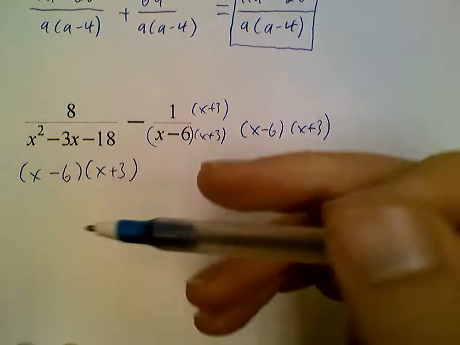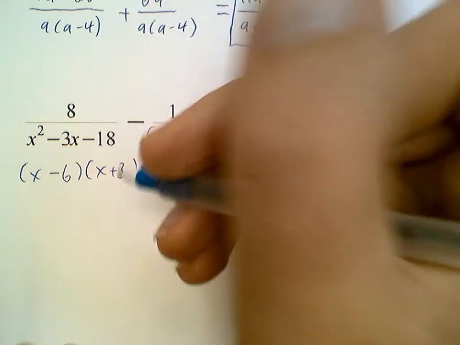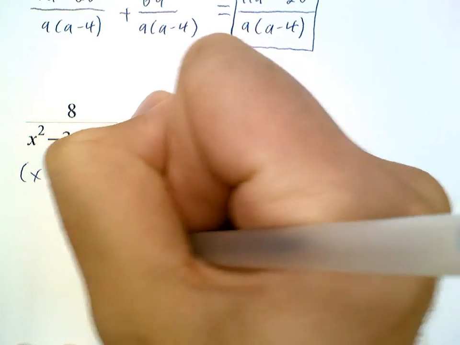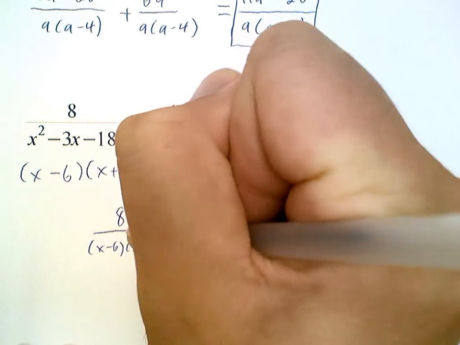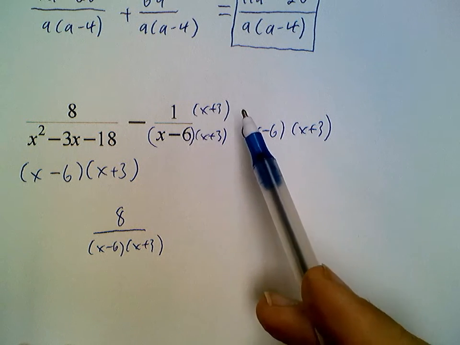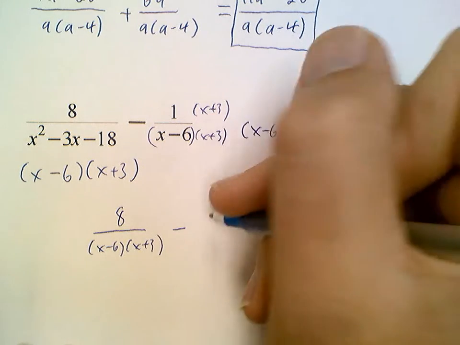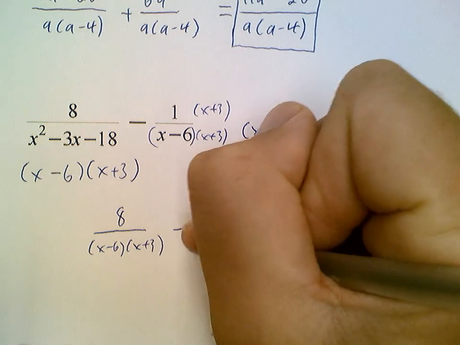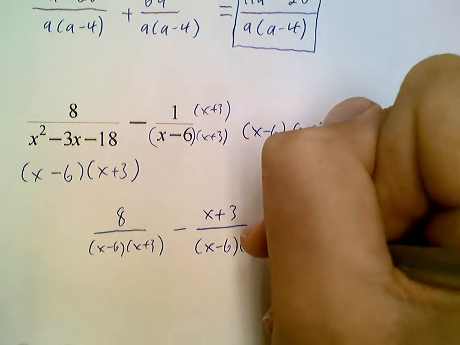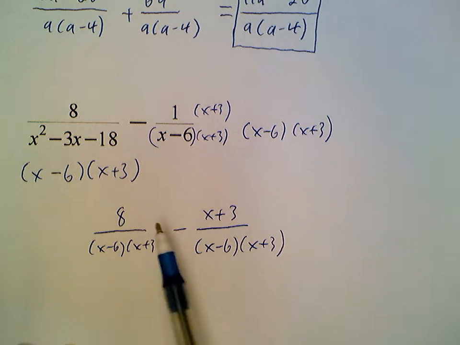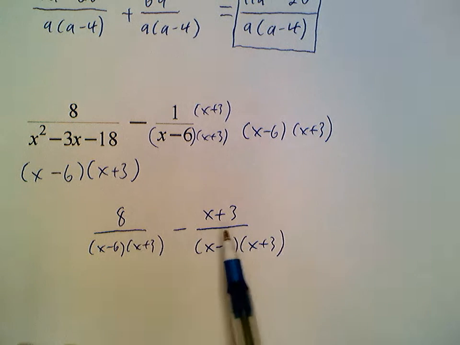Okay, so once again, this left fraction, I'm not going to change at all. I'm just going to leave it as 8 over x minus 6, x plus 3. This right fraction, I'm going to distribute this 1 across, which won't change anything, so it'll be minus x plus 3 and then the denominator is the same. So x minus 6, x plus 3. Okay, so now I can go ahead and combine these fractions together, so I can subtract this numerator from this numerator. So I got 8 minus x plus 3.